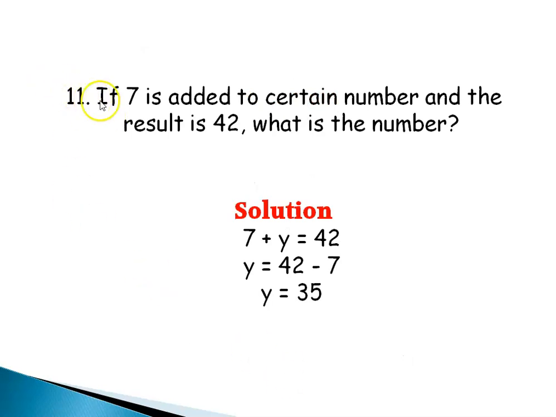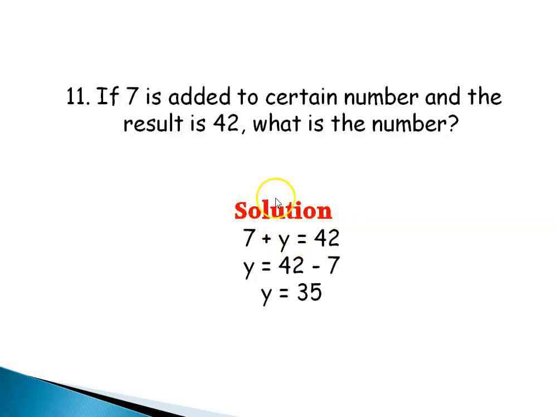Question 11. If 7 is added to a certain number and the result is 42, what is the number? Okay, we don't know the number, so let's represent the number with an alphabet. Let the number be y. So 7 added to that number, that's 7 plus y. The result, that equals 42.